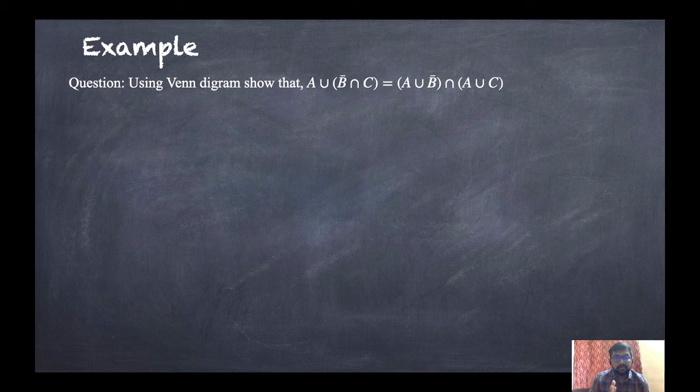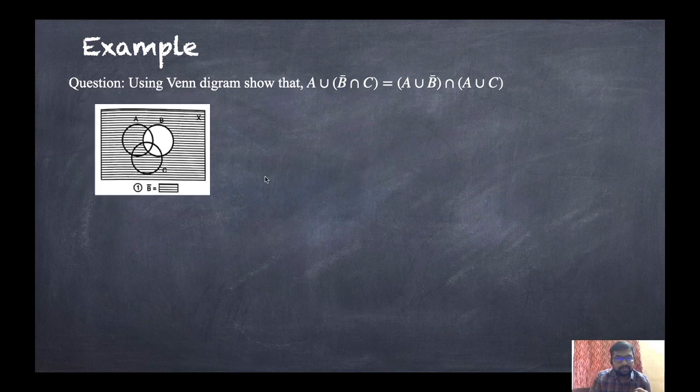Now, let us discuss the first example. Using a Venn diagram, show that A union (B bar intersection C) equals (A union B bar) intersection (A union C). We can prove this by another method also, but here we have specifically been asked to prove it by Venn diagram.